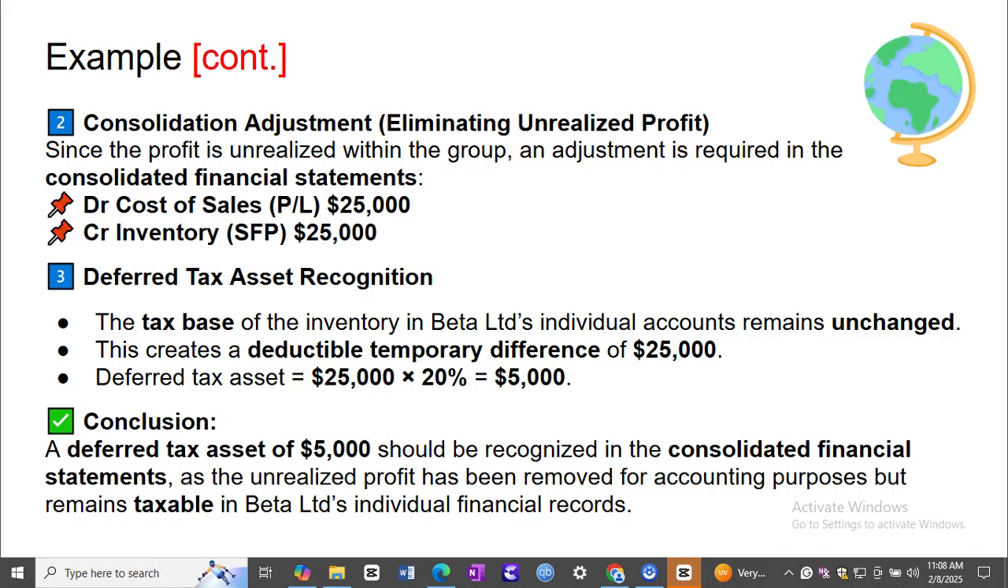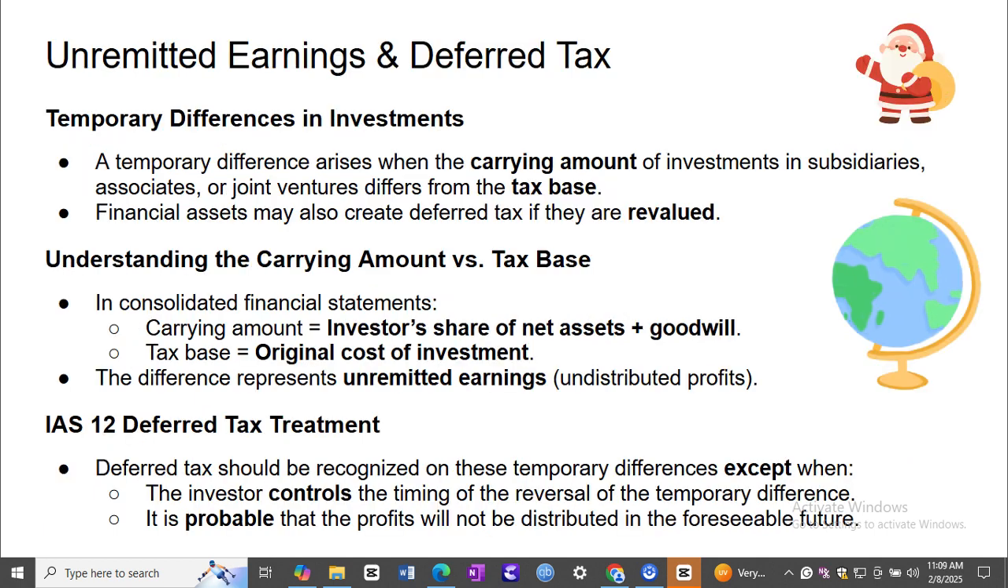It'll all even out eventually when Beta sells that remaining inventory, and the profit is realized for both accounting and tax. That example really clears things up. Those internal sales within a group can definitely lead to deferred tax assets. Now, what about unremitted earnings? How do those impact deferred taxes? Unremitted earnings, sometimes called undistributed profits, are another area where deferred taxes can pop up.